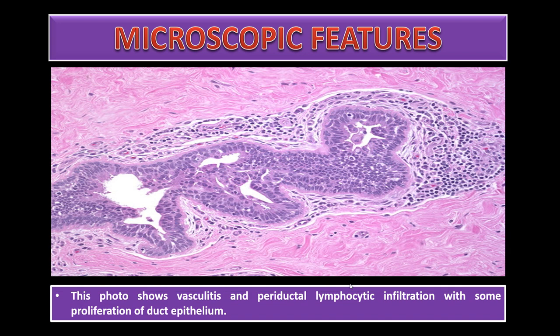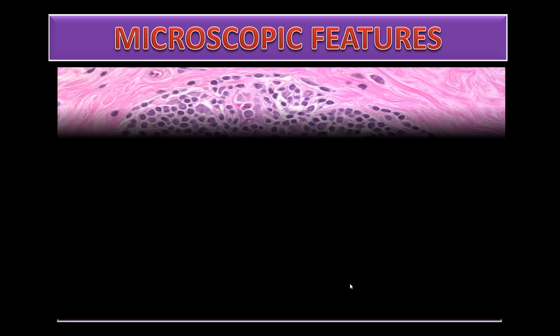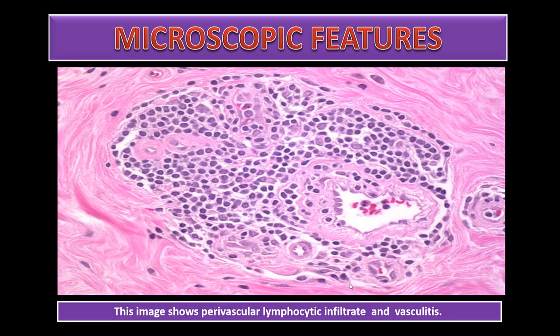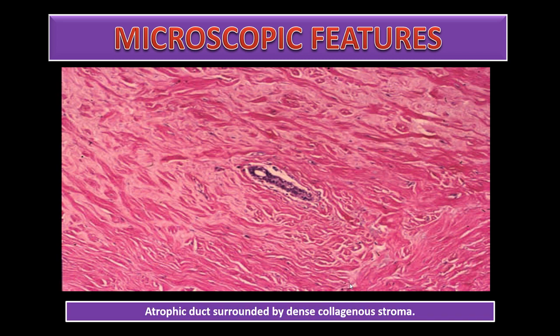This photo shows vasculitis, periductal lymphocytic infiltrate with some proliferation of duct epithelium. This image shows perivascular lymphocytic infiltrate and vasculitis. This photo shows atrophic duct surrounded by dense collagenous stroma.